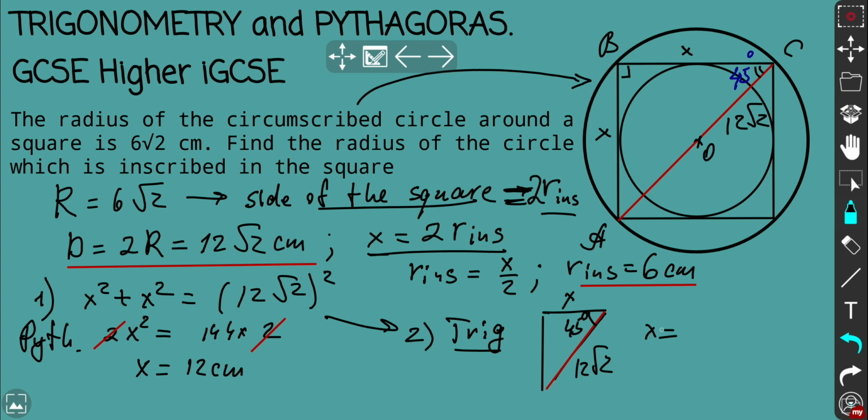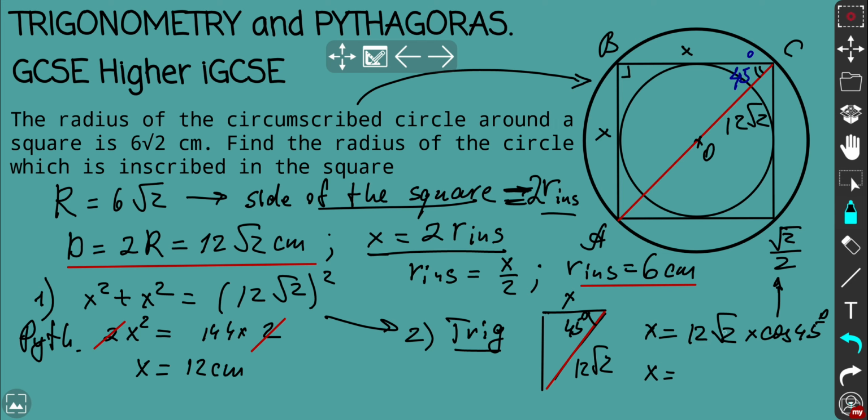X is adjacent, so we use cos, right? So we use the hypotenuse, 12 square root of 2, and multiply by cos 45. Hopefully you know that cos 45 is square root of 2 over 2. If not, just try to use a calculator and you'll get this value, or you'll get decimals. No matter how you calculate, for example, I can do it manually without using a calculator.